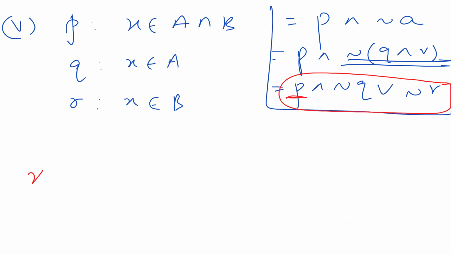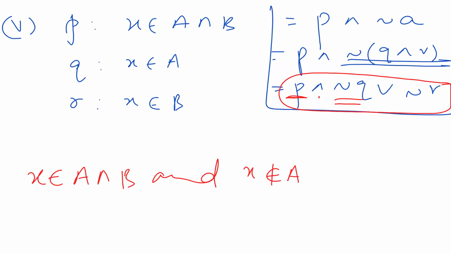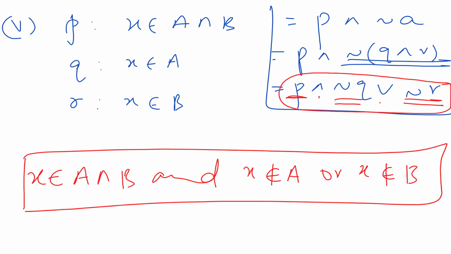P: X belongs to A and B, and negation Q: X does not belong to A, or negation R: X does not belong to B. Copy this. End of negation topic. You may leave after this.